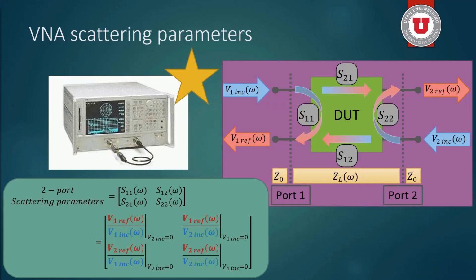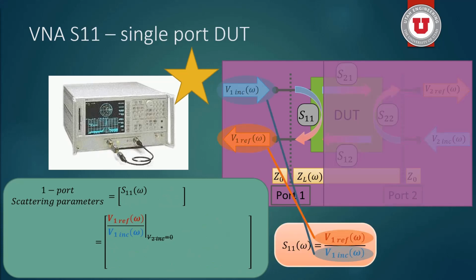So VNAs conduct their measurement by measuring the ratio of reflection and transmission of an incident signal from and through a device under test for a set of desired frequencies. The results are captured in a scattering parameter matrix, which is a complex valued matrix. The complex values contain information regarding the electrical characteristics of the device under test at the specific frequencies of the incident signals. The S11, in particular, is the measure of the reflected signal from the input plane of the device under test.